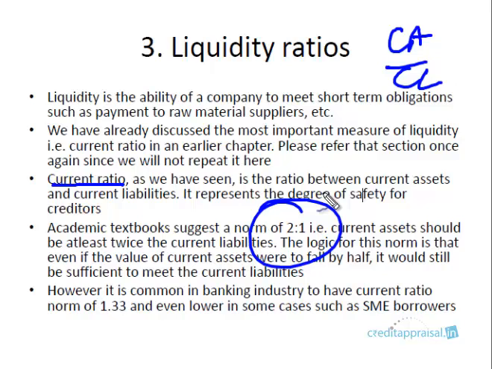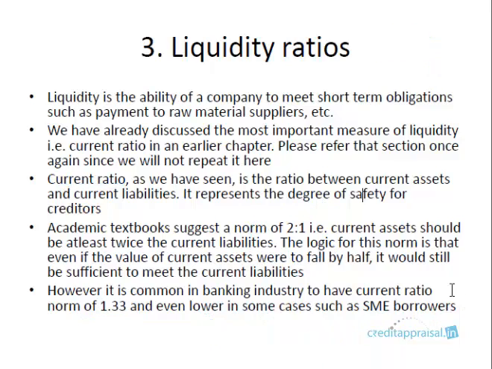That is the logic. But banks in general have slightly different norms. 1.33 is the usual norm for large projects. Sometimes 1.25, 1.15, depending on the category of the borrower. Sometimes SME borrowers will have a lower stipulation. Again, you have to refer to your bank policy guidelines. So that is what the current ratio is. The most important liquidity ratio is the current ratio.